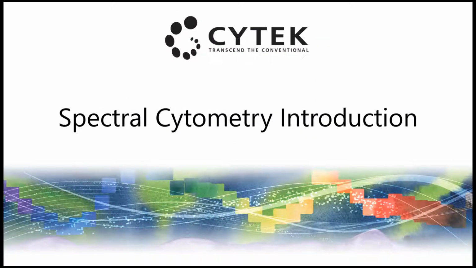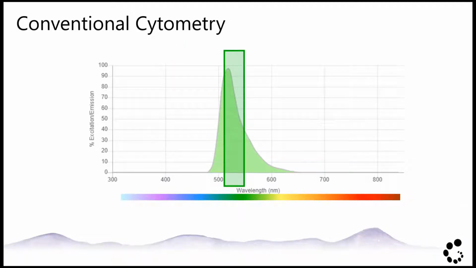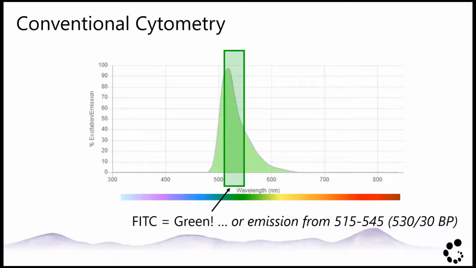Here's a quick overview of what spectral cytometry is all about. In the conventional cytometry space, you're probably familiar with the one filter per dye that you want to detect paradigm. In this example, we're showing FITC's emitted signature and a FITC bandpass detector of 515 to 545. So all of the light that falls through that filter will be collected and counted as FITC signal.